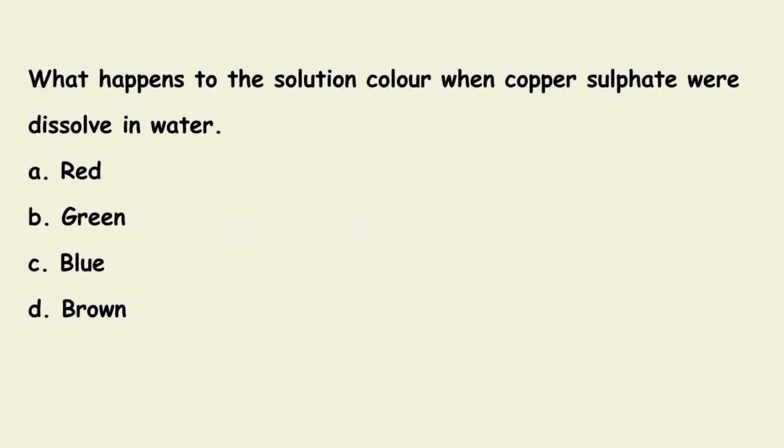First, what happened to the solution color when copper sulfate was dissolved in water? A. Red, B. Green, C. Blue, D. Brown. Well, the answer for this question is the solution turned blue when copper sulfate was dissolved in water.